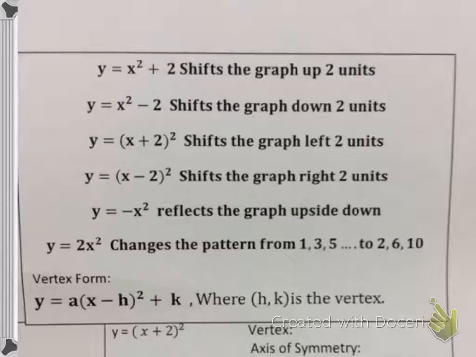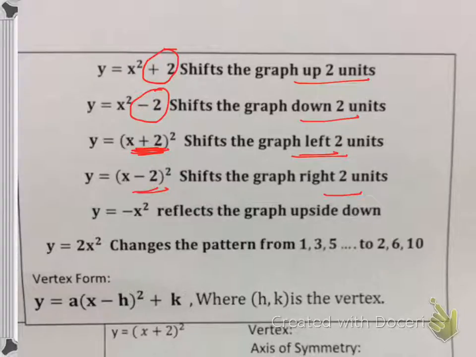Let's remind you here, just like yesterday, if we have a number added in back, we're going up. If we have a number subtracted in back, we're going down. Now here's the part that was a little bit confusing yesterday, but now that we have it, I think we're good. If it's plus 2 inside, it's moving left. If it's minus 2 inside, it's moving right. Then if you have a negative out in front, it reflects the graph upside down. It totally flips the graph upside down. You follow the same pattern but in the negative direction.